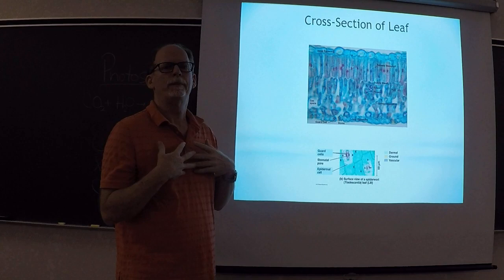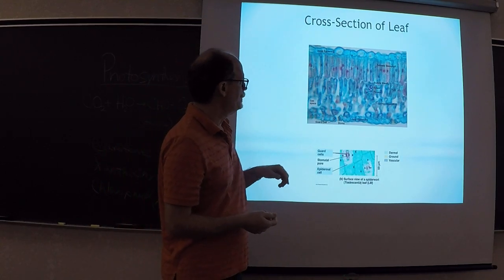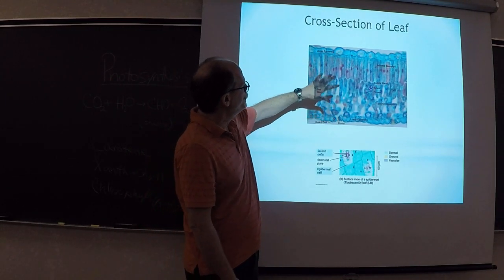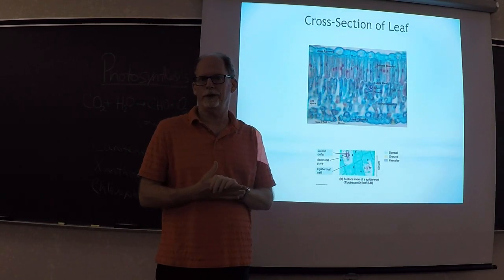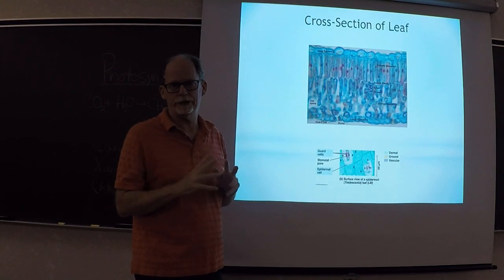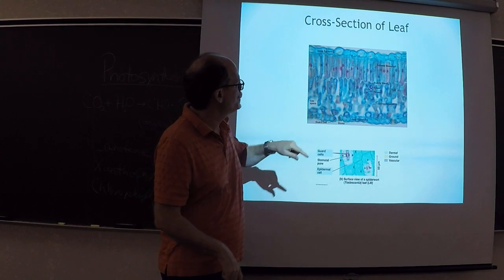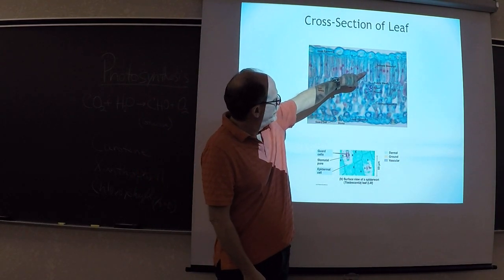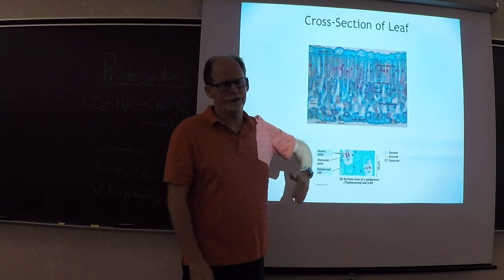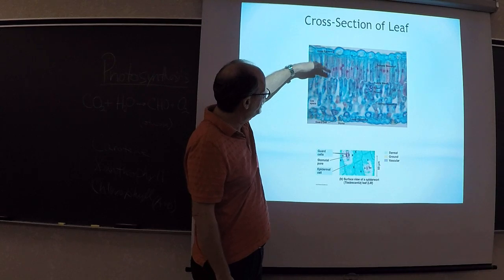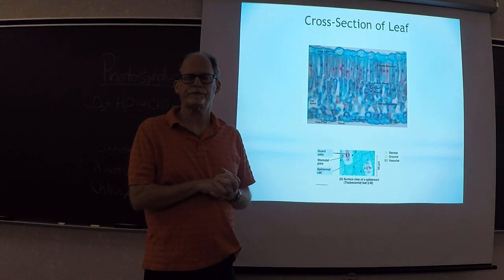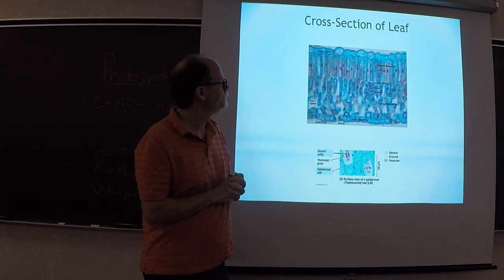So the way plants absorb CO2 from the atmosphere is they have little holes in the bottom of the leaf. This is a cross-section of the leaf. A leaf is an organ of the plant. It's the site of photosynthesis. And photosynthesis actually takes place in the mesophyll cells, in the chloroplast of the mesophyll. So the sunlight has to get through the surface of the leaf and reach the chlorophyll found in the chloroplast.